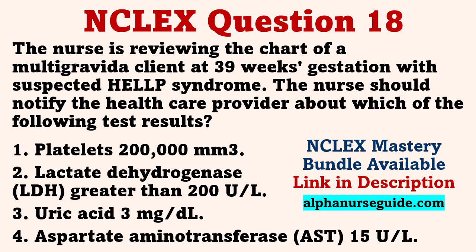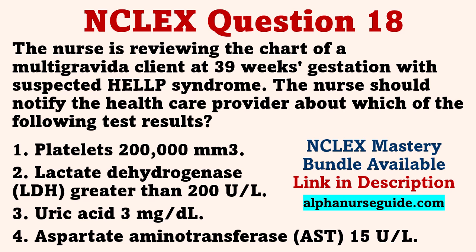The nurse is reviewing the chart of a multigravida client at 39 weeks gestation with suspected HELLP syndrome. The nurse should notify the healthcare provider about which of the following test results? 1. Platelets 200,000. 2. Lactate dehydrogenase greater than 200 units per liter. 3. Uric acid 3 milligrams per deciliter. 4. Aspartate aminotransferase 15 units per liter.